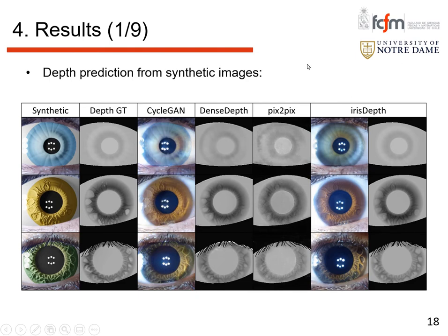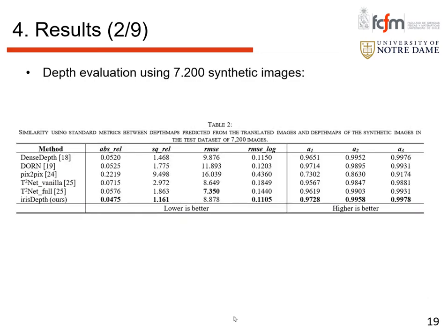After that, encoder-decoder networks such as DenseDepth, DORN, Pix2Pix, and IRIS-Depth made a depth prediction from their corresponding enhanced image. Finally, we can score the similarity between the depth ground truth and the predicted depth map in order to find the performance of each network. This table summarizes the results of comparing 7,200 synthetic images for all the trained networks. The proposed network IRIS-Depth obtains the best performance in almost all the tests.